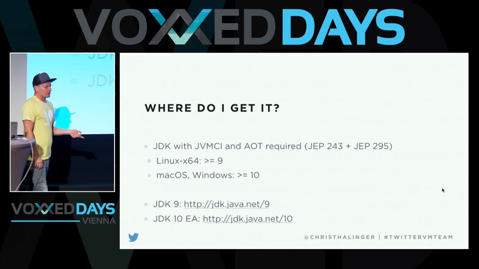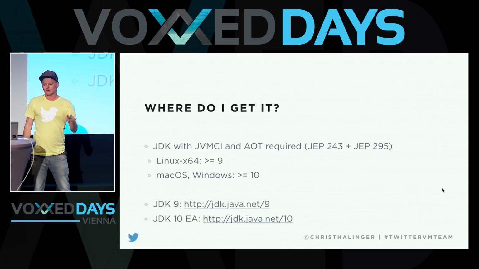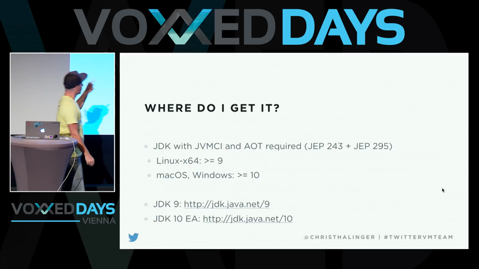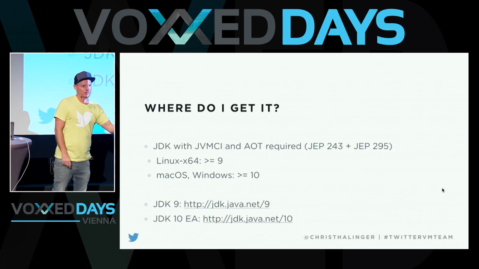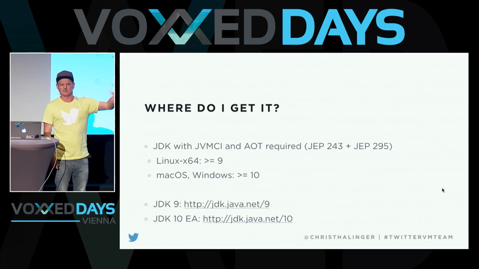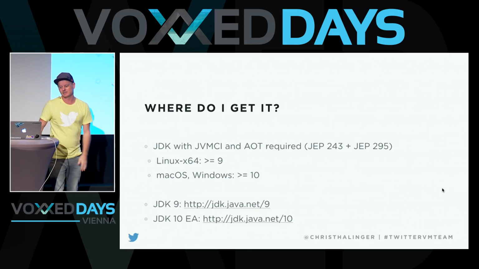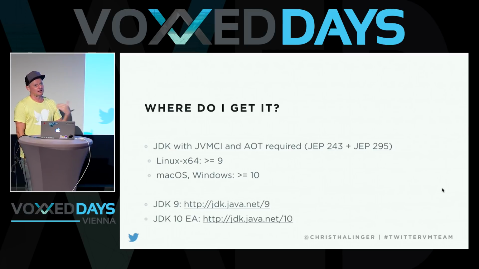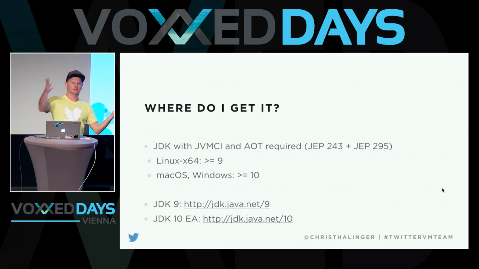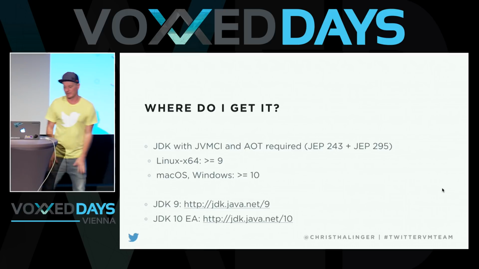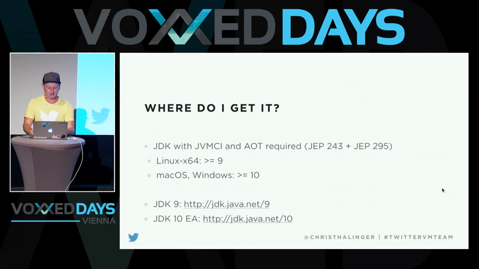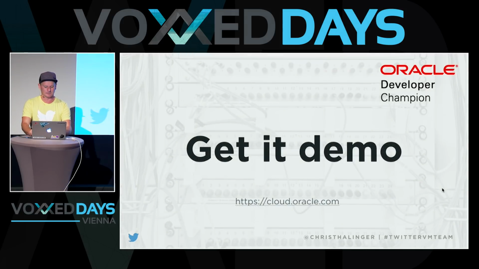So you need a JDK with JVMCI and AOT, and this is the case if you run on Linux x64, which I think is what most people do in data centers and on their servers. So you need something greater or equal to JDK9. If you want to do it on Mac and Windows, it's 10, which comes in a few days. So these are the URLs where you can grab it, and we'll grab it in a second.